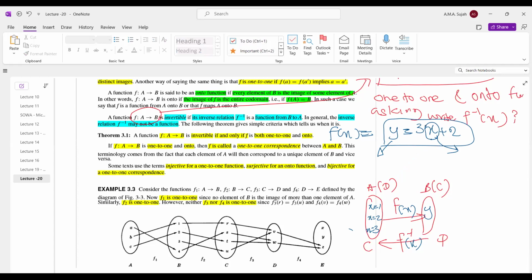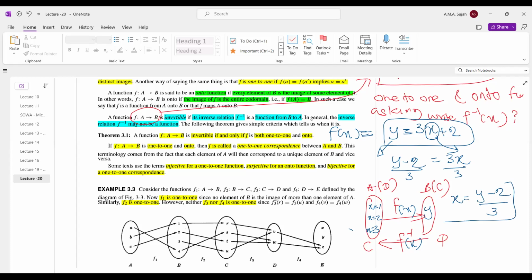How can I do that? So if I do this, y minus 2 plus 2, if I take it this way, y minus 2 is equal to 3x. Then if I divide by 3 on both sides, I get the equation x is equal to y minus 2 over 3.